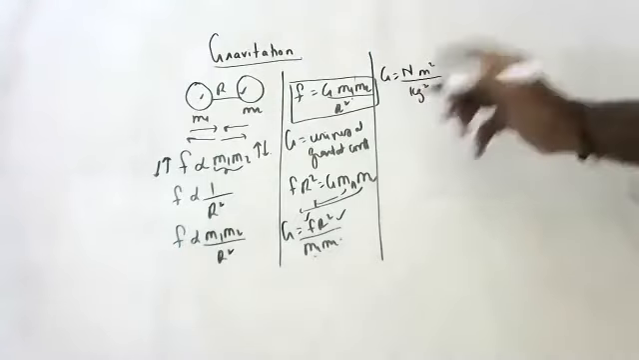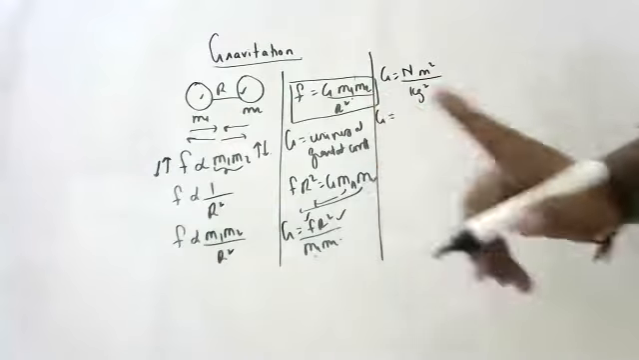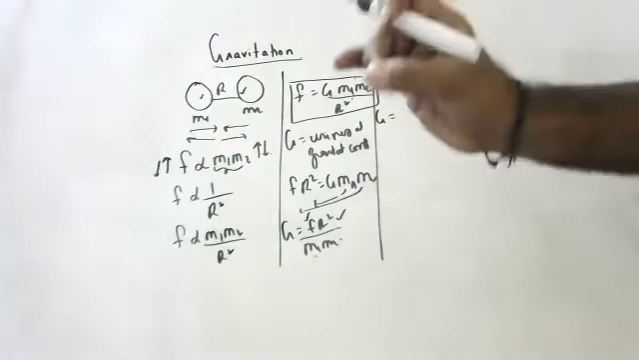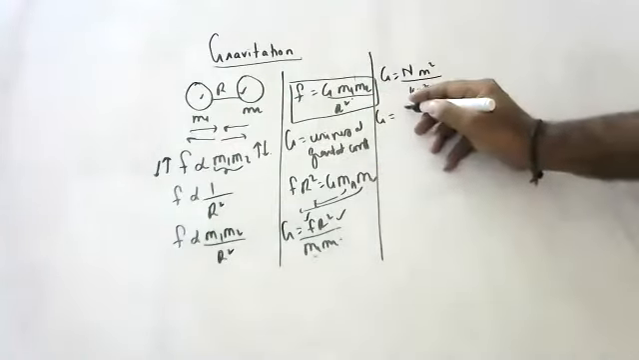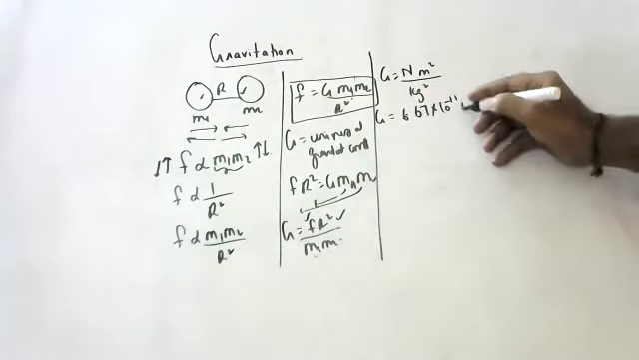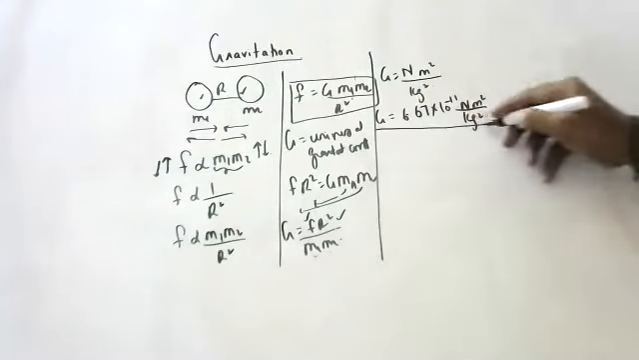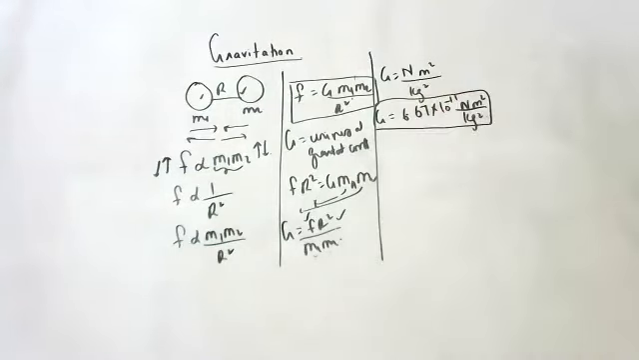G units are Newton meter square per kg square, and the value of the universal gravitational constant does not change from place to place. All over the universe it is the same, and its value is 6.67 into 10 to the power of minus 11 Newton meter square per kg square. You should remember this value.